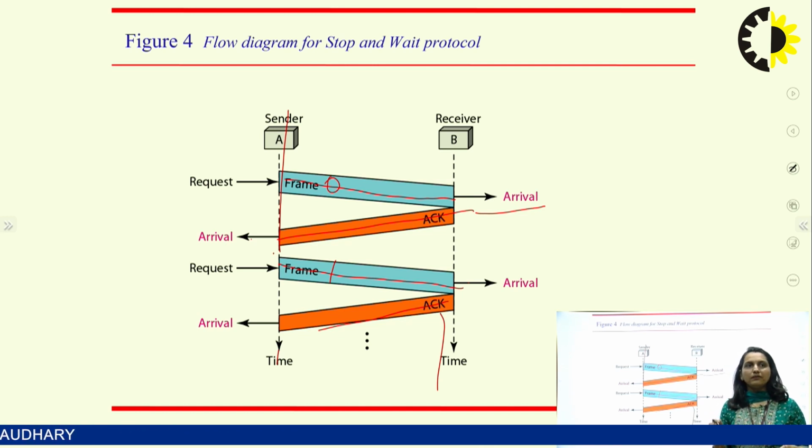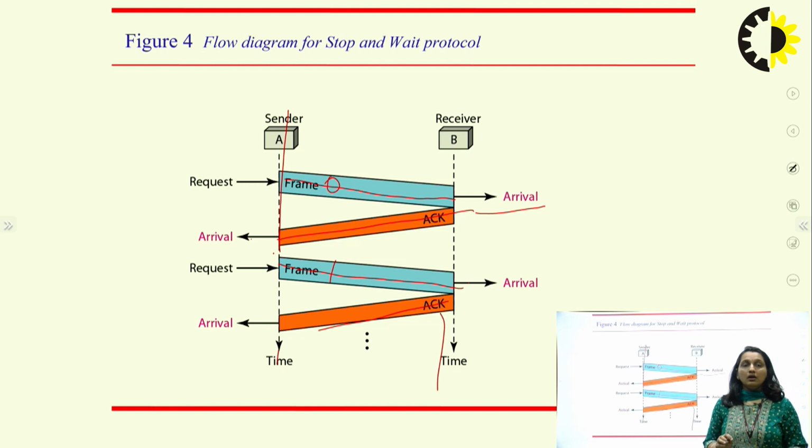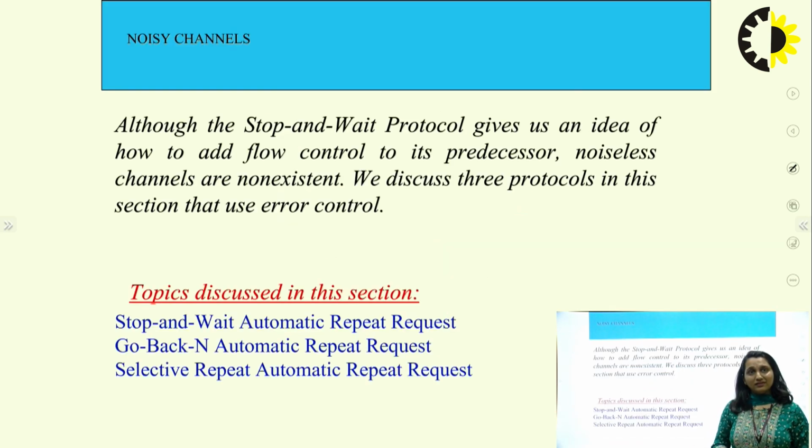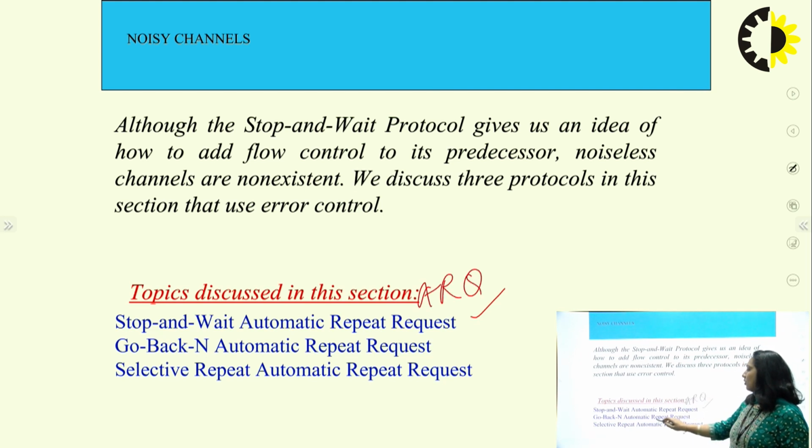So this is stop and wait in a noiseless channel. Because it's not a real scenario, we will have to make noisy channels. In the real-time scenario we have noisy channels, so we have to use real-time protocols. That is the stop and wait automatic repeat request, ARQ, go-back-N automatic repeat request, and selective repeat automatic repeat request. We have 3 algorithms which we are using here.